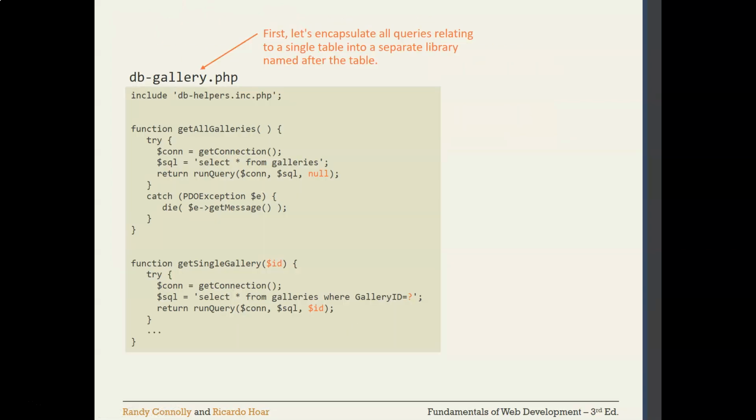So here's an alternative solution that's pretty close to what we want. Let's encapsulate all the queries relating to a single table. Remember, maybe we have a gallery table, into a separate library named after the table. So here I've got a file. I probably would have called it .inc.php, but never mind that. And so it uses our helper library that we've just created. And each table will likely need a function to get all the records, right? And probably a function to get just a single record using the primary key, right? But again, we're making use of the helper functions.